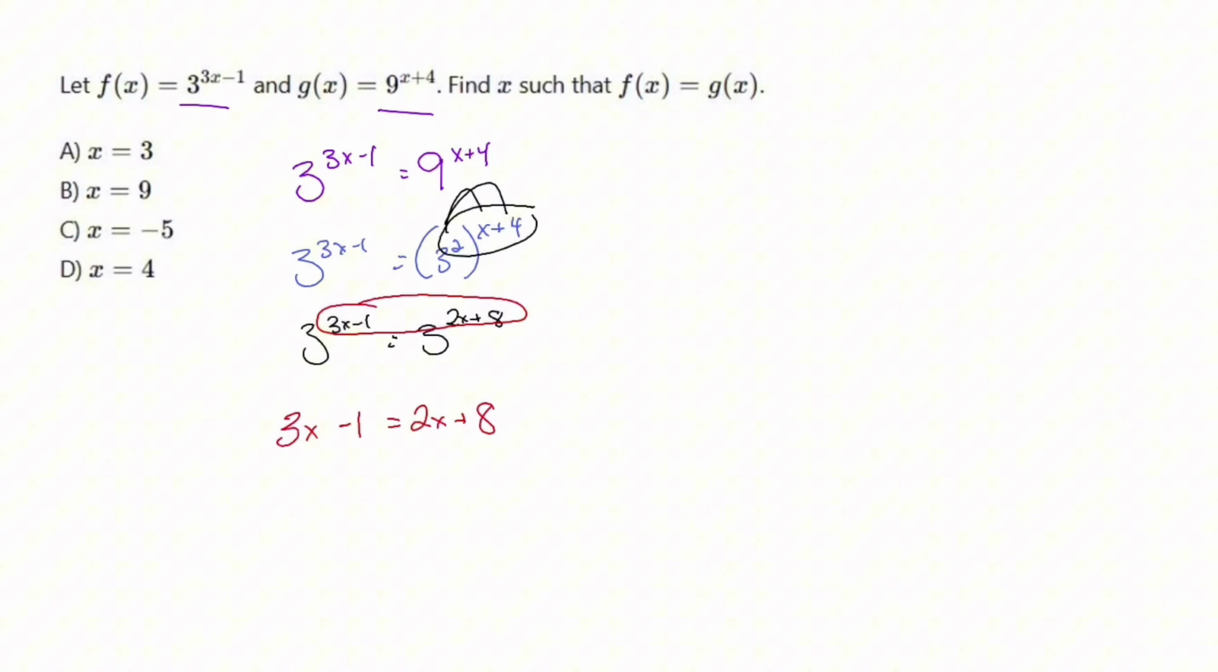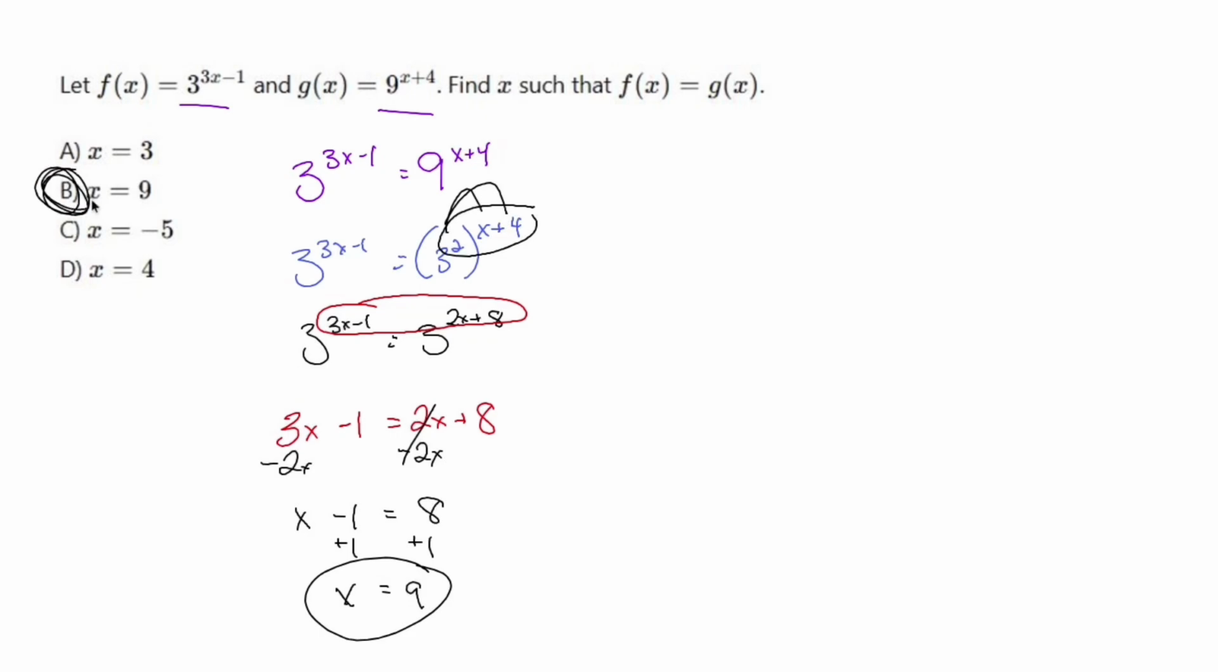And now it's just a regular old Algebra 1 problem where you have variables on both sides of the equal sign. Minus 2x, 3x minus 2x is 1x, x minus 1 equals 8, add 1, x equals 9 is my guy, which means B is my baby.